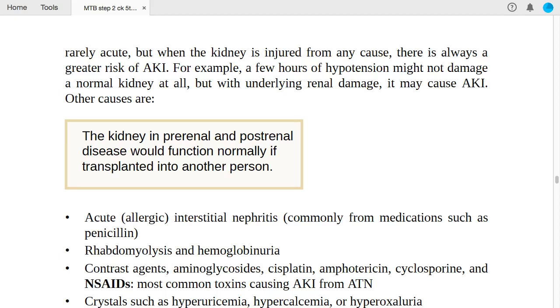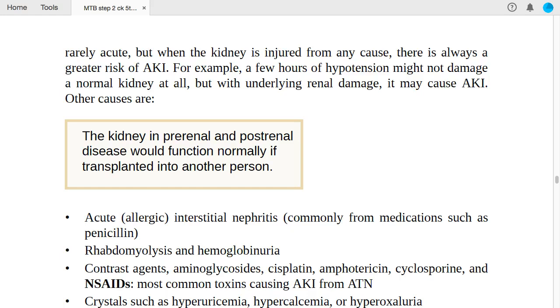For example, a few hours of hypertension might not damage a normal kidney at all, but with underlying renal damage, it may cause AKI. So in normal cases, a few hours of hypertension doesn't make any difference, but if the patient already has underlying renal damage and you expose the patient to a few hours of hypertension, then what will happen? There will be acute kidney injury. In normal circumstances it's okay, but if the kidney already has some damage inside, then a few hours of hypertension can lead to acute kidney injury.